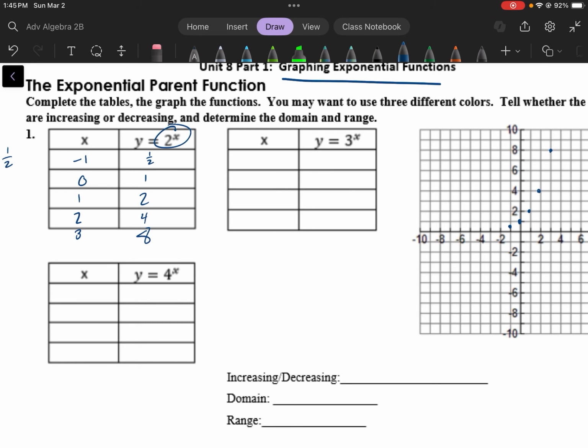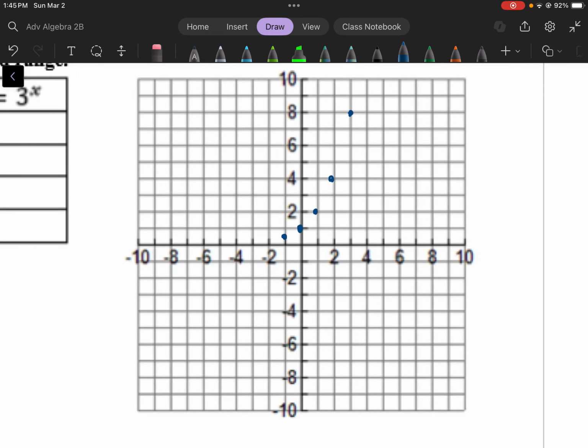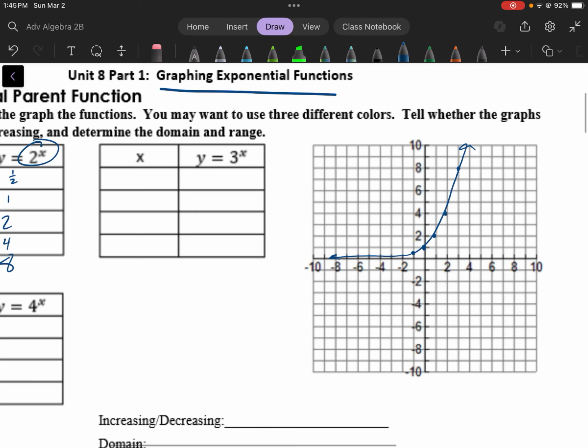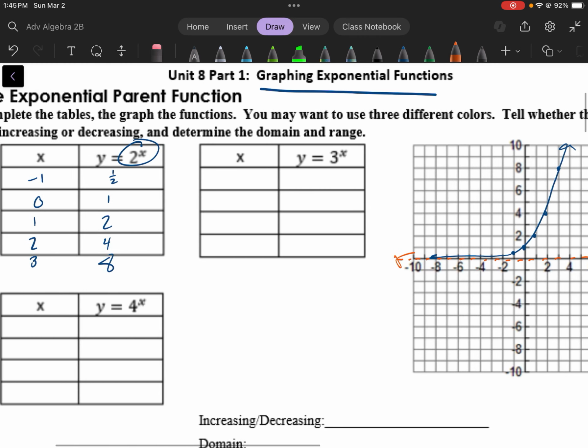So if you notice, we start off pretty flat, and we grow exponentially and start going up really fast. And so the left side of this graph is always going to be above the x-axis. There's going to be an invisible line right here, and that's going to be called an asymptote, which we'll talk about in a little while.